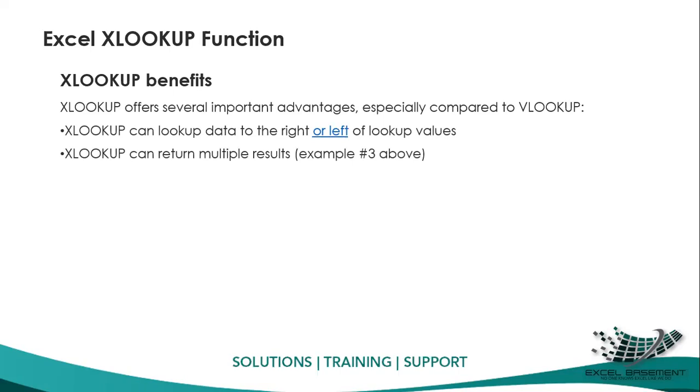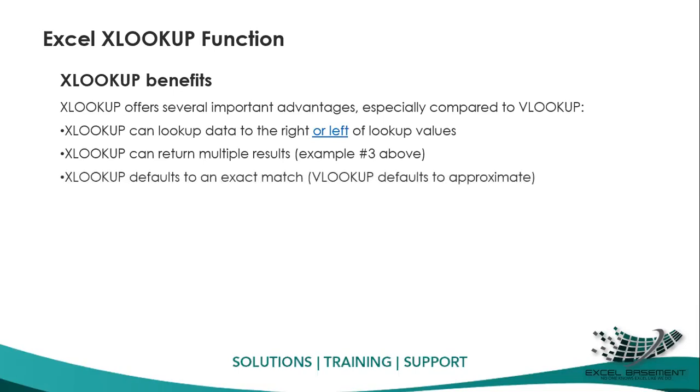The second benefit is that XLOOKUP can return multiple results. And I will tell you in the example how it can return the multiple results. Then XLOOKUP defaults to an exact match, whereas VLOOKUP defaults to the approximate match. So if you are using the VLOOKUP, at the end of the function arguments, you have two choices. Either you write true or false. And if you skip that optional argument, by default, true will be applied. But here in XLOOKUP, the default is the exact match, which is 0 or false.